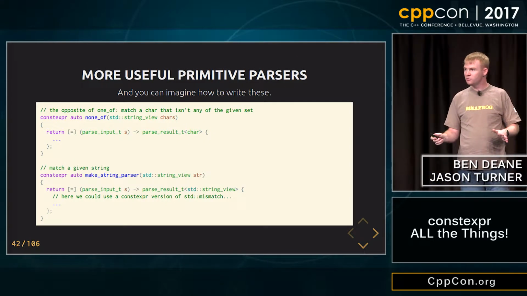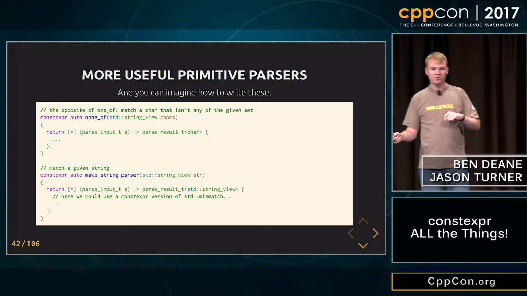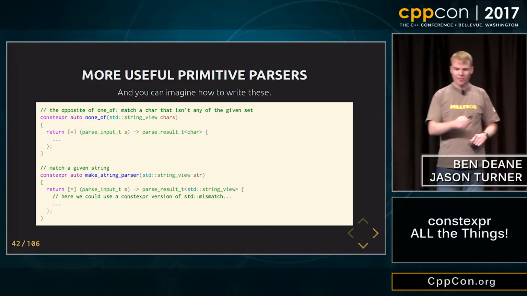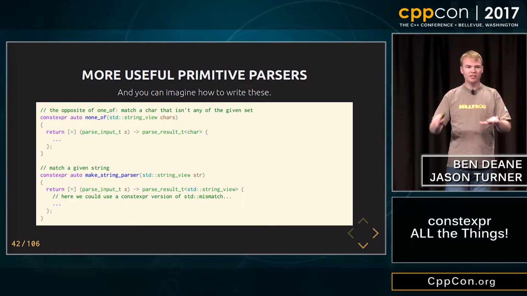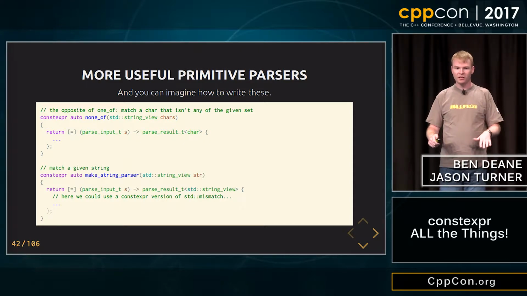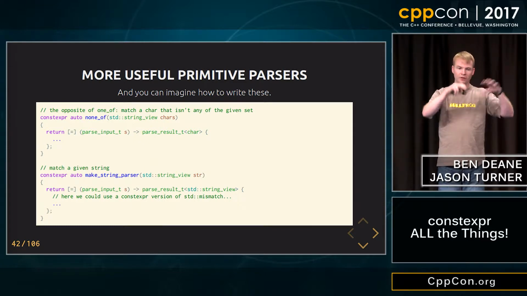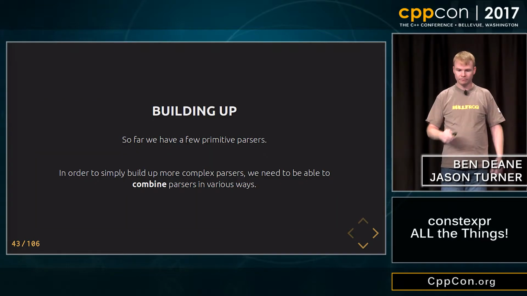So everything clear up to this point? Everyone happy with parsing chars, parsing strings, etc.? All right. Now we have these kind of primitives. Now we can think about ways to combine them together to build up towards parsing greater things.